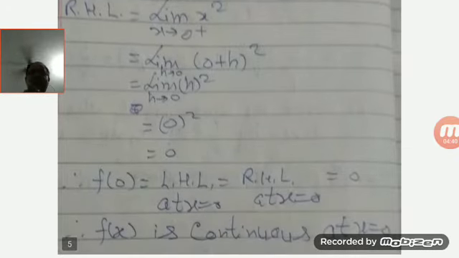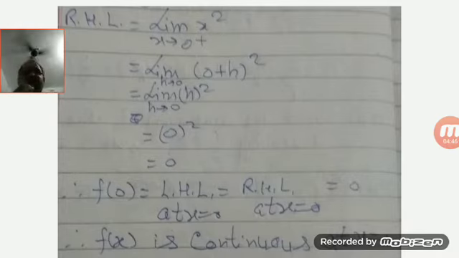Now we can calculate right hand limit. Right hand limit means limit of x square when x tends to 0 plus. So we can replace x by 0 plus h in the given function. So it will be limit of h square when h tends to 0. It is also equal to 0.